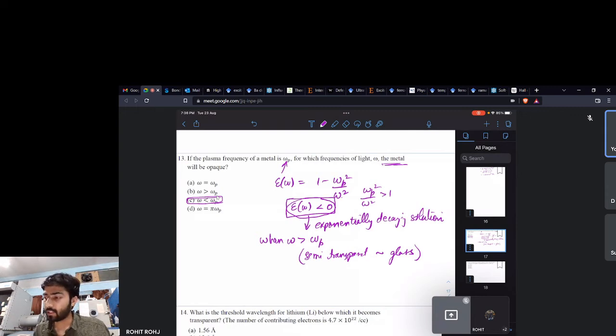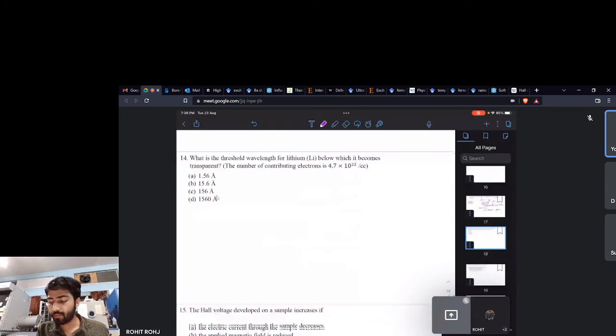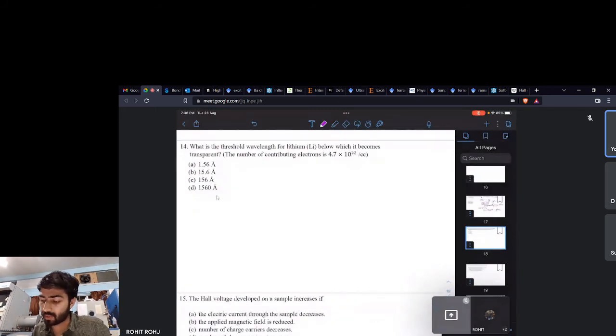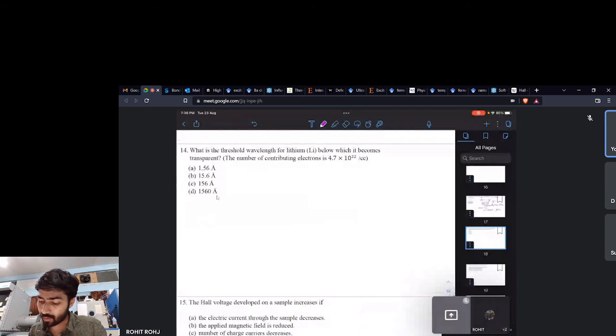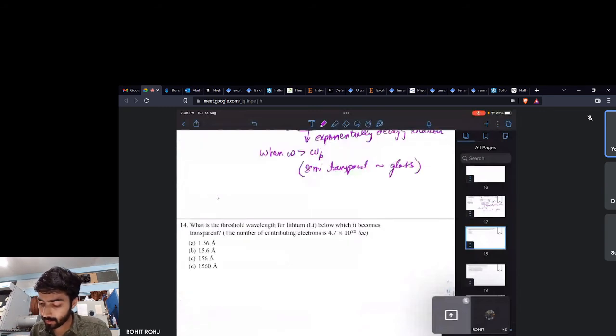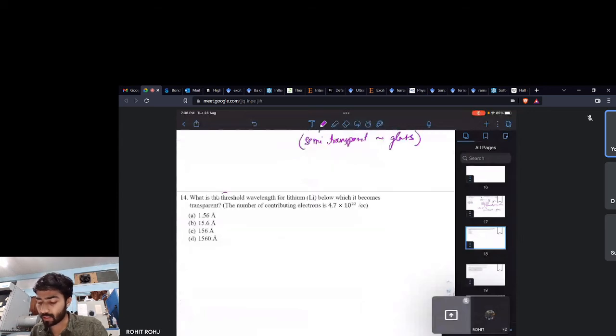Now moving on to the next one, which asks what the threshold wavelength is for lithium below which it becomes transparent. Using the same analogy, we know that wavelength and frequency are inversely related to each other. To find the threshold wavelength, we first find the threshold frequency for which it becomes transparent, and the value given to us is n equal to 4.7 into 10 to the power 22 per centimeter cube. Again using the relation omega p as square root of n e square by epsilon naught m.